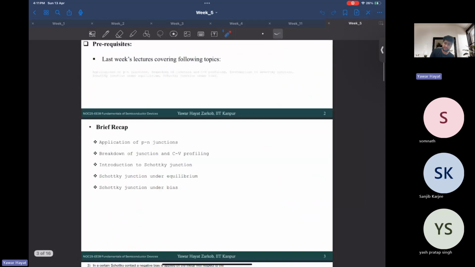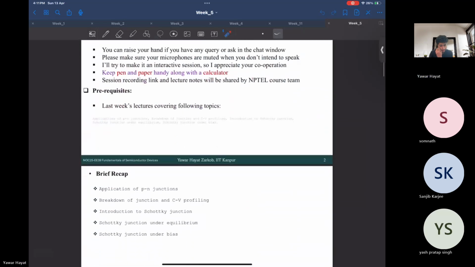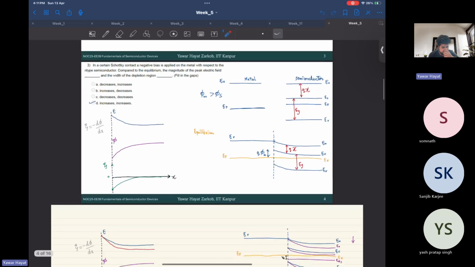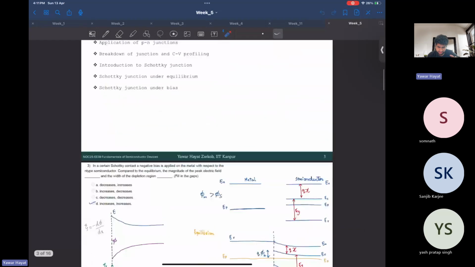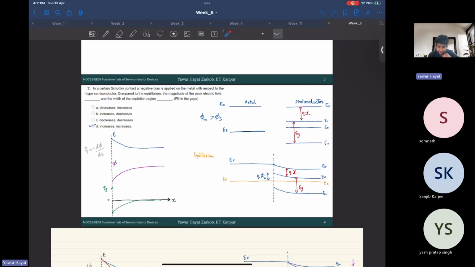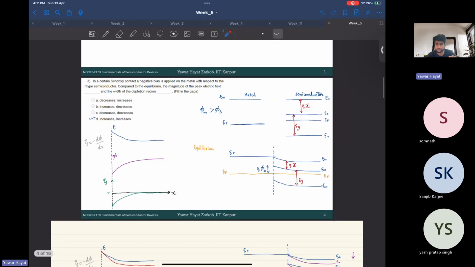Okay, now we were saying that we'll revise this. This was good, it was two in one. I thought of revising week 5, and incidentally, the question Yash asked was from week 5 itself. Now let's see the questions we discussed. In a certain Schottky contact, a negative bias is applied. Do you have any questions from this? I already went through them, right?